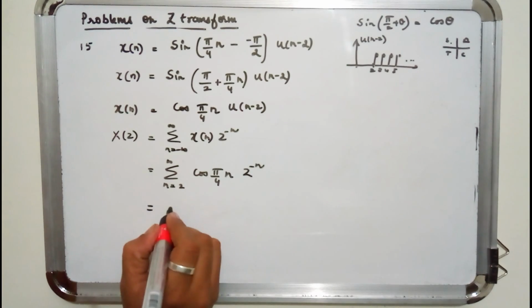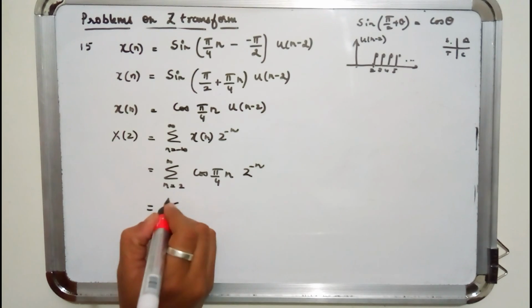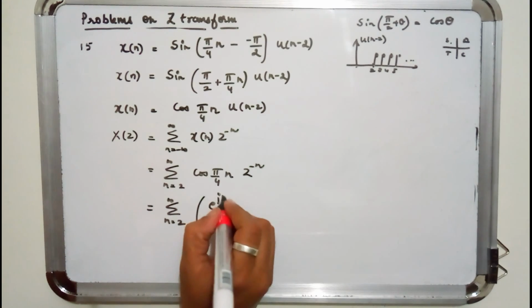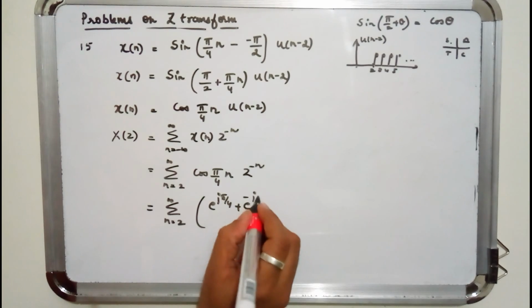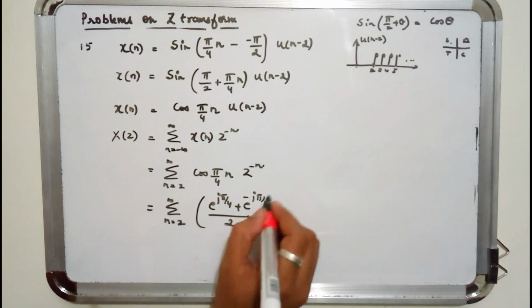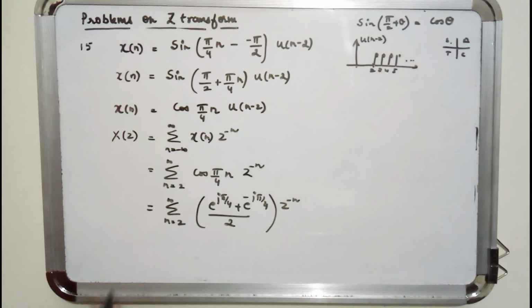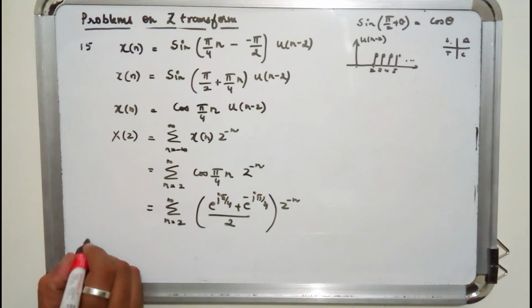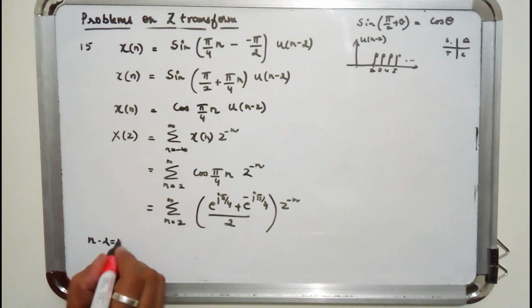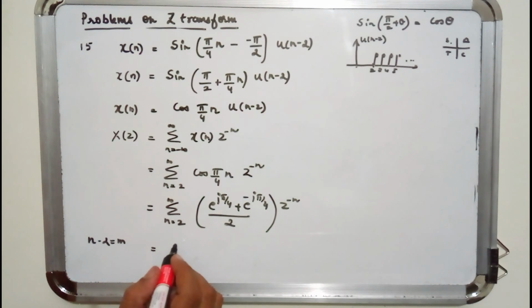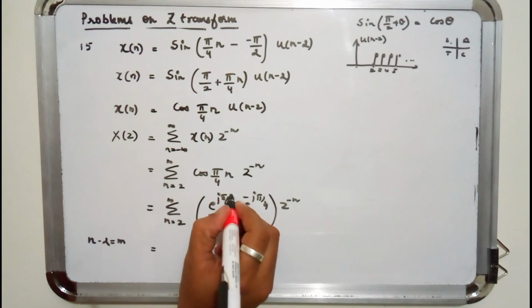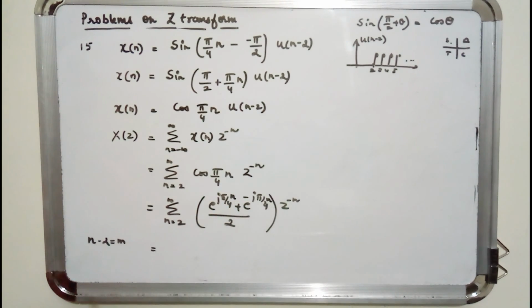So summation n equal to 2 to infinity. Cos I can write as (e^(j pi/4 n) plus e^(minus j pi/4 n)) divided by 2 into z power minus n. Now how do I make this lower limit to be 0? I'll substitute n minus 2 as m. Sorry, here I have missed out on n. Okay, so my limit would change to m equal to 0, because when n is equal to 2, m is equal to 0, up to infinity.